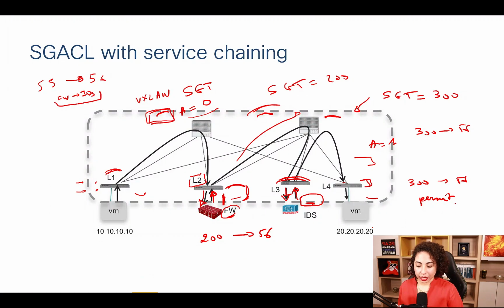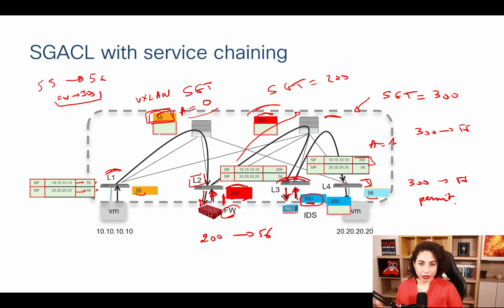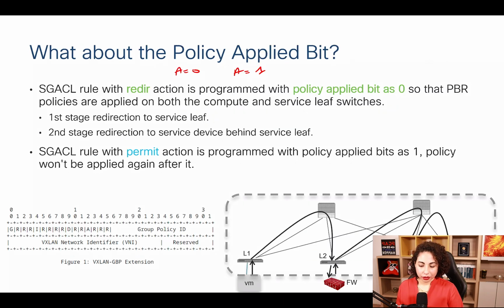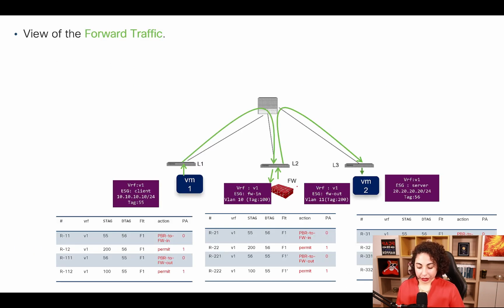So as long as we still have things to redirect, meaning as long as we did not reach the last hop, we will have things programmed with the redirect, so the policy applied bit will be set to 0. So in the header, we will say, okay, please reapply something. And for the last hop, when we send the traffic to the destination, it will be programmed just with the permit rule. And this is what we are trying to illustrate in this specific slide.